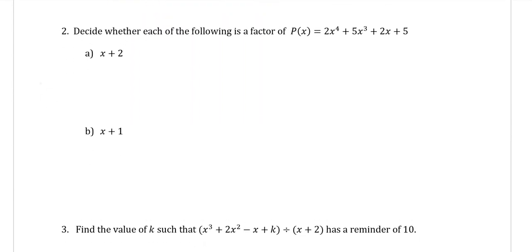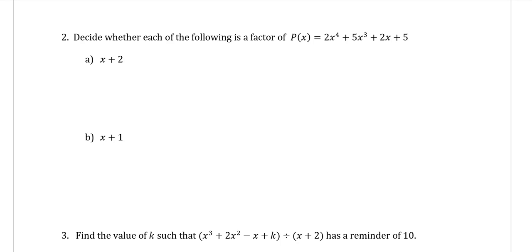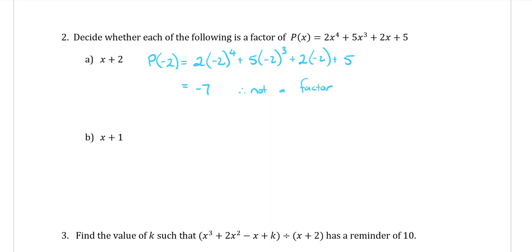Question 2. Decide whether each of the following are factors of the polynomial. So if it's a factor, then when I sub it in, I should get 0 as my remainder. So let's try the first one. If it's x plus 2, I'm going to sub in p of minus 2. So into my polynomial, that will be 2 lots of minus 2 to the power of 4, plus 5 lots of minus 2 cubed, plus 2 lots of minus 2, plus 5. Unfortunately, that equals minus 7, which means that it is not a factor because there was a remainder.